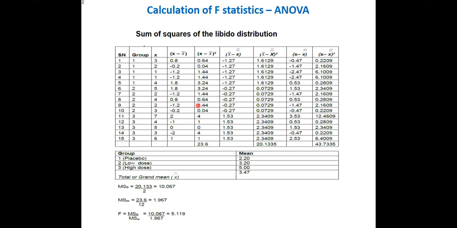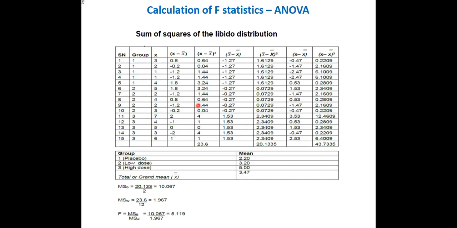This is the sum of squares when you square the deviations, before you divide by n minus 1, the degrees of freedom, to get your variance. So 23.6 is the sum of squares within all the groups. That is the first level of variance.